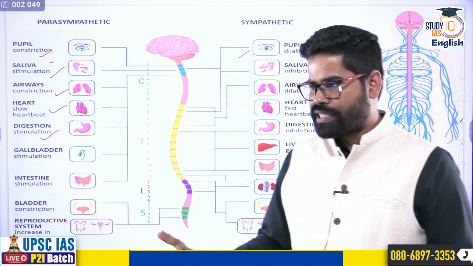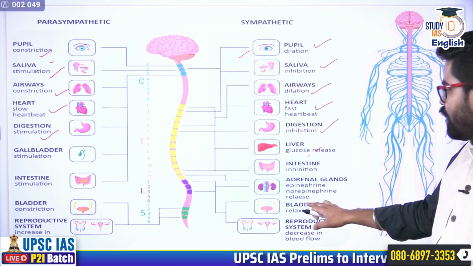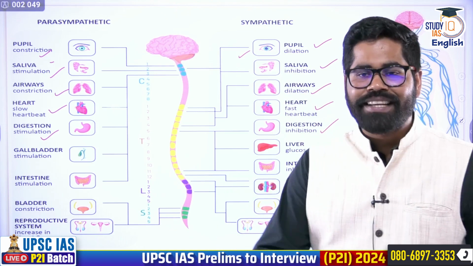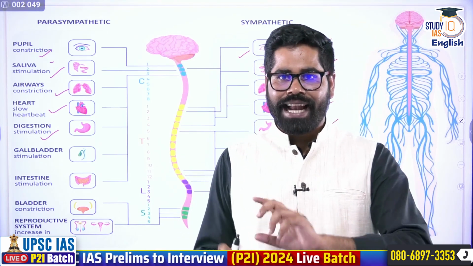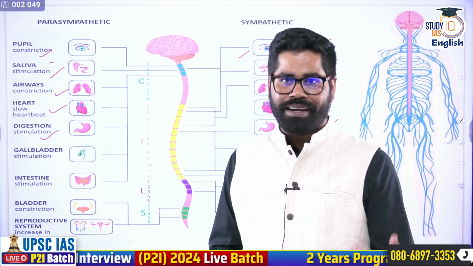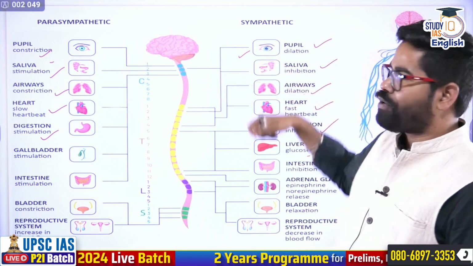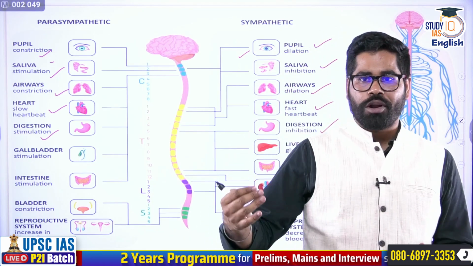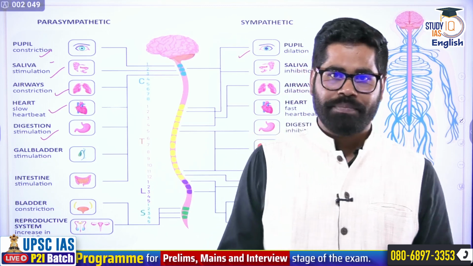The bladder is constricted, and in the reproductive system there is an increase in blood flow. But on this side, the bladder relaxes and the reproductive system experiences a decrease in blood flow. So in both these behaviors, you will find that there is a lot of change going on in our body. When the body is trying to be alert, trying to respond to certain changes in the environment, that is what we call sympathetic behavior. Whereas when the body is trying to return to normal, to relax, that type of behavior is called parasympathetic behavior.